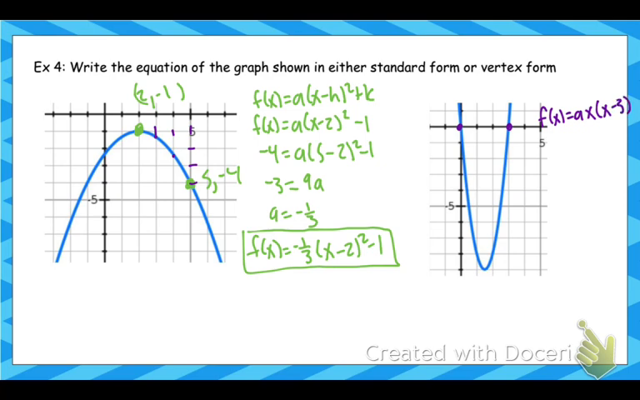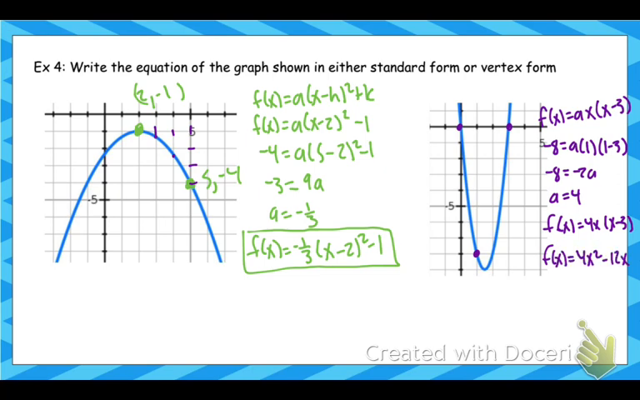So now it's in root form. Well, again, root form wasn't an option. It said standard or vertex. So let's go ahead and multiply this out to get it in standard form. So again, I'll pick a point. I'll use 1. This is -8. So that means that -8 is equal to a -2a. So a is equal to 4. Multiply it out to get it in standard form. And I'm done.